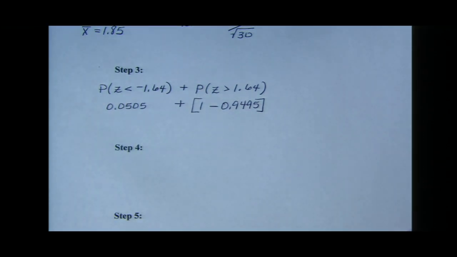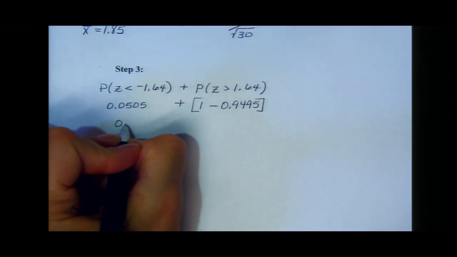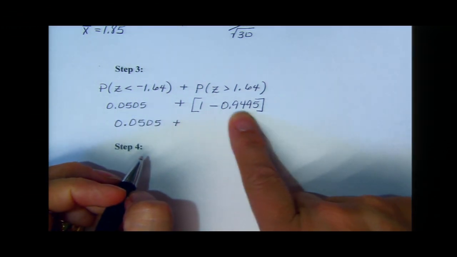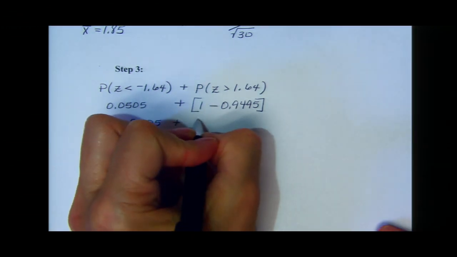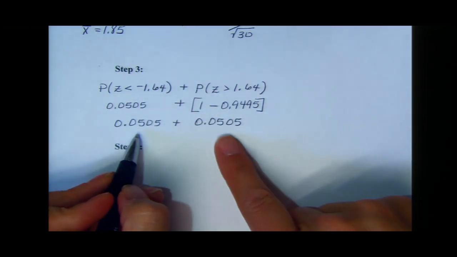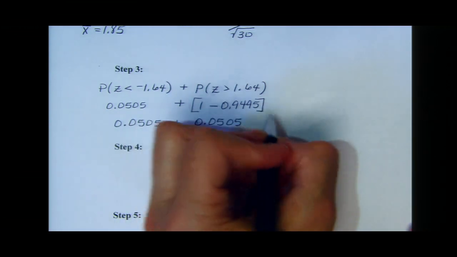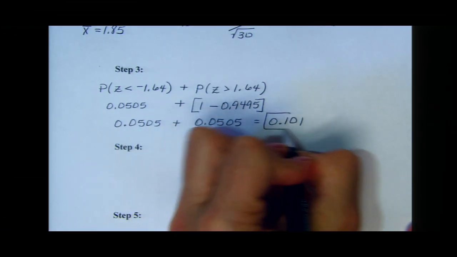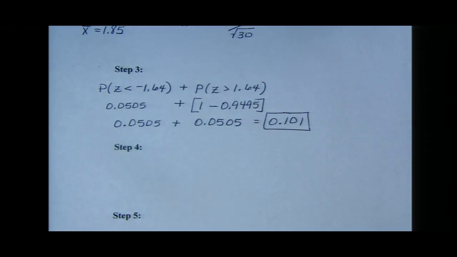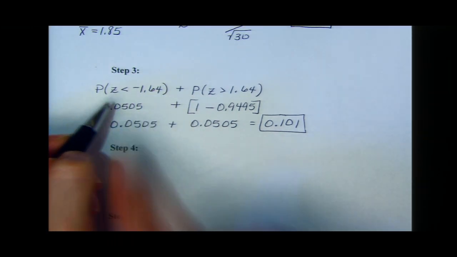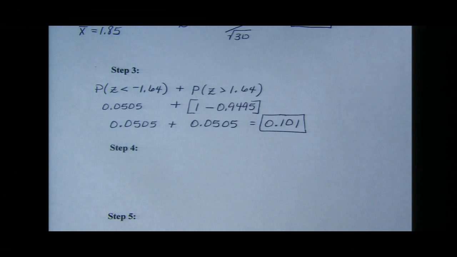Now this is what I was stating earlier. Since this is symmetrical, when you take 1 minus 0.9495, you're going to notice that you get the exact same on both sides. So both tails are 0.0505, which is 0.101. So this is my p-value. Now, when you're doing a two-tail, if you want, you can just find this one and double it. That would give you this correct answer as well.